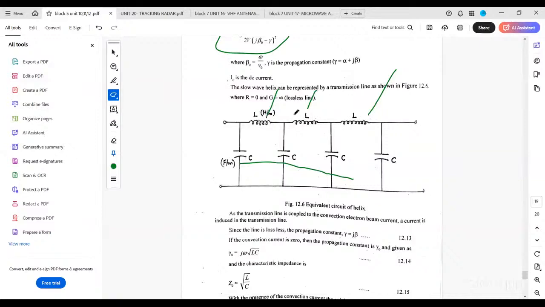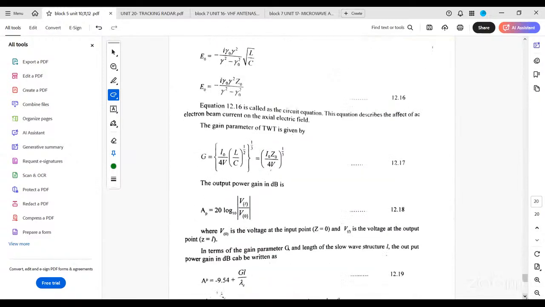In the equivalent diagram, after writing, what we have? One inductor, capacitor, inductor, capacitor, inductor, capacitor, and capacitor. Using this, I'm directly writing impedance value. What is impedance value? Impedance Z naught equal to under root of L by C. And directly write power gain value. What is power gain? AP equal to 20 log 10 VL by V naught.